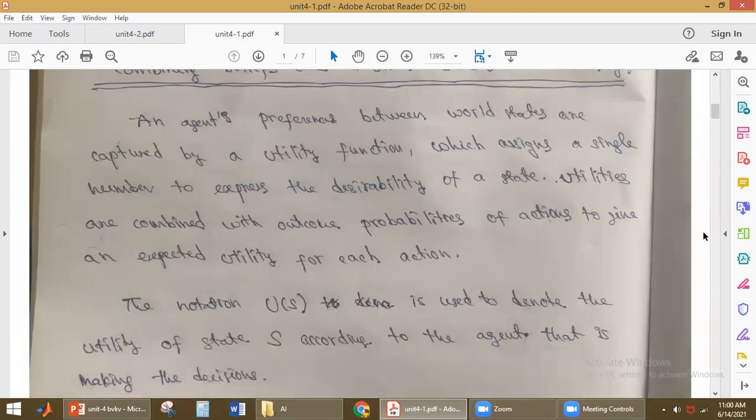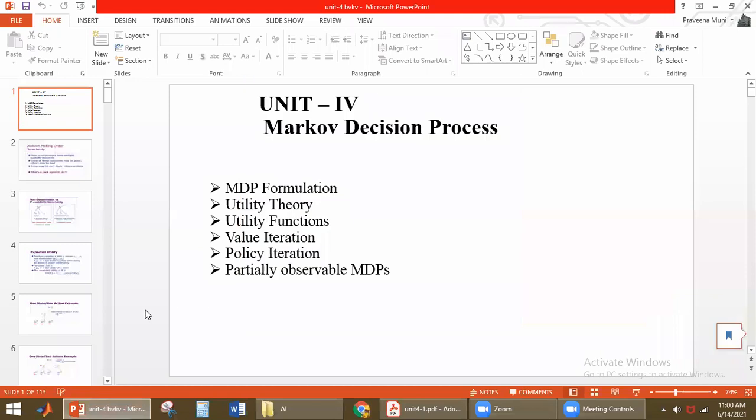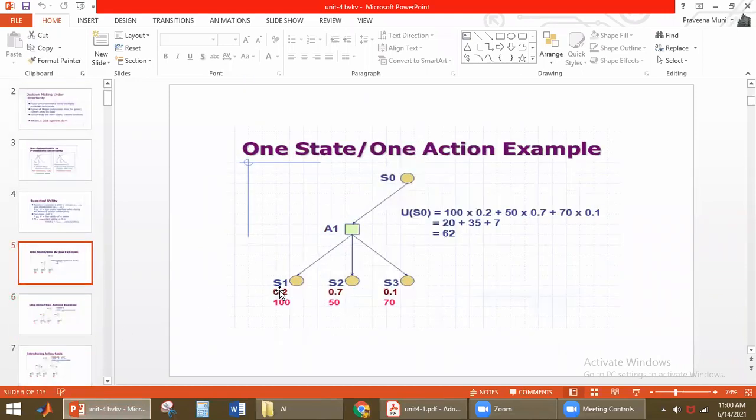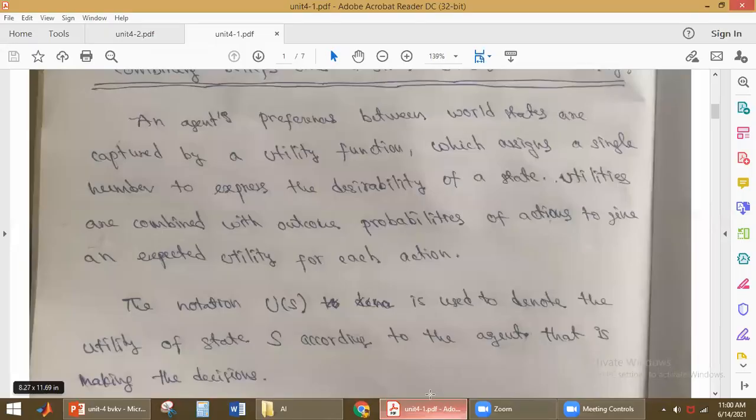Instead of having only a utility function, what is done here is that the utility function is combined with the outcome probability. For every state, there is a probability of outcome. For example, you have a particular state. What is the probability of getting S1? It is 0.2. The probability of getting S2 is 0.7. The probability of getting S3 is 0.1. Like that, every state has some outcome.